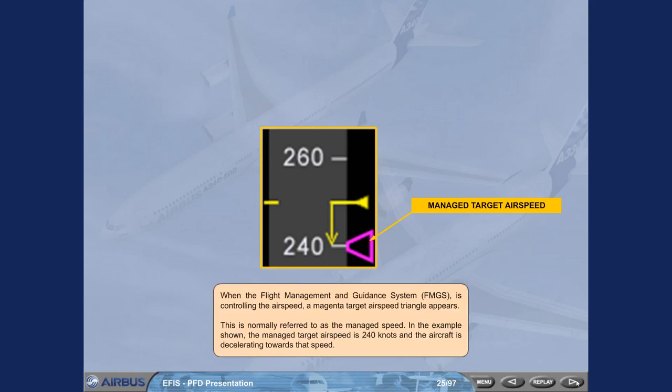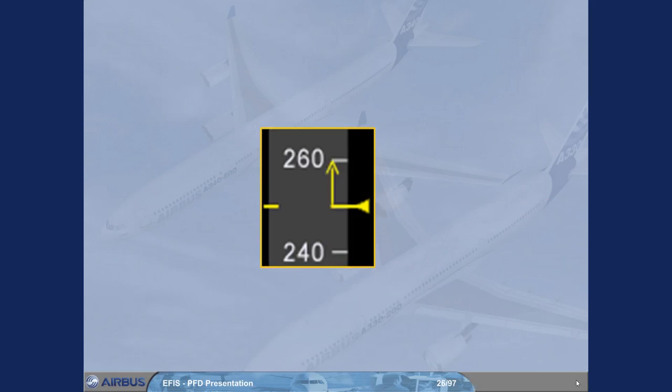If the target airspeed is selected manually, a blue triangle appears. This is normally referred to as selected speed. In the example shown, a selected airspeed of 260 knots has been set, and the aircraft is accelerating towards it.